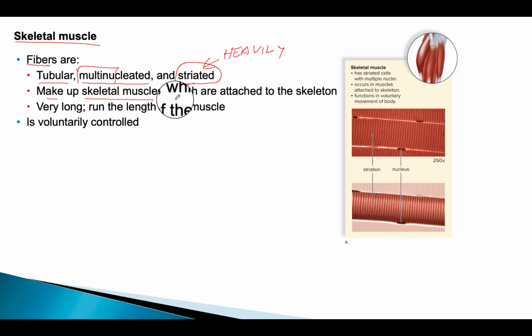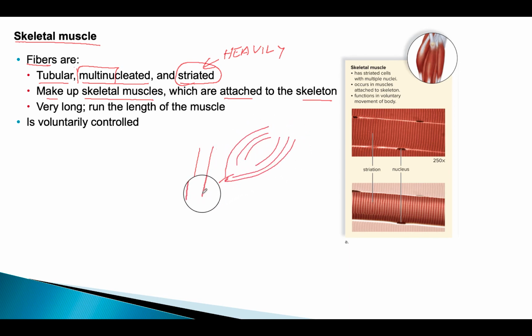These make up the skeletal muscles, which are attached to the skeleton. Let's say this is a bone right over here, and this is a muscle. This muscle is going to contain a tendon, and this tendon is the one that attaches the muscle to the bones. So skeletal muscles are attached to our skeleton. Here's the skeleton right here, for instance. They are very long, running the length of the muscle itself. It is now voluntarily controlled.